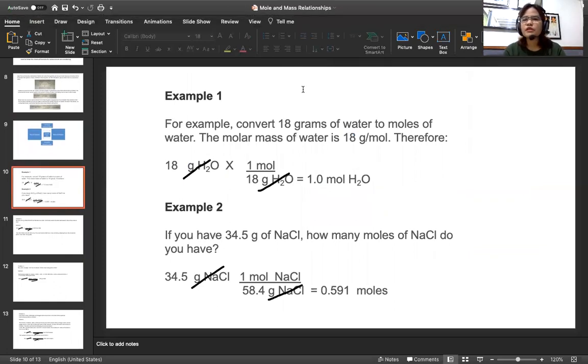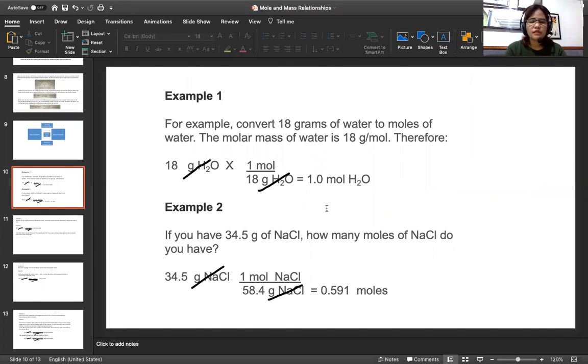If you are going to convert 18 grams of water to moles, I already gave this example earlier. Only, the grams earlier was 36. If you look back at the previous slides, this one is 18. So 18 divided by 18 means for every 18 grams of water, you have 1 mole of water.